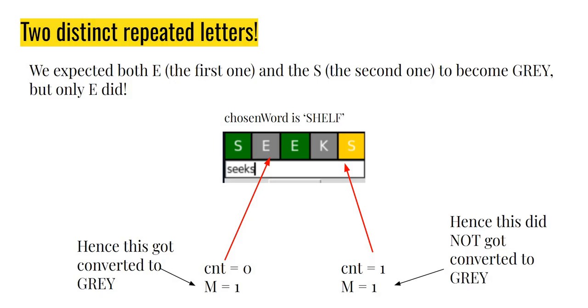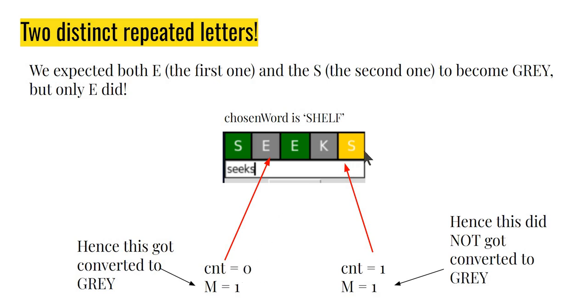First, let's try to understand what exactly went wrong. Like I said, we expected both E, the first one, and the S, the second one in this case, to become gray, but only E did. This S still remained yellow, and that happened because of the progression of the code. Count is 0 when I first encounter E, M is 1, because there are two E's here, one E here. Count is less than M, and hence I change this E to gray. At the same time, I make count equals count plus 1, which means count becomes 1.